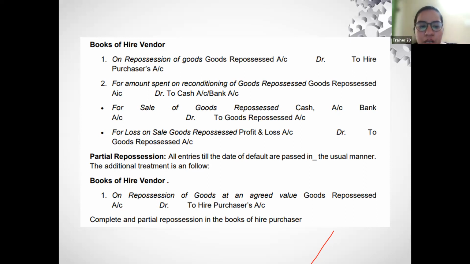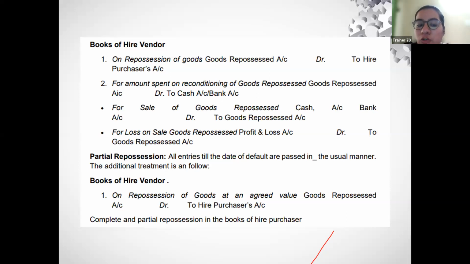or bank. And if you have incurred any loss on that, say you have goods worth rupees 30,000 and you have sold them only for 20,000, so you have incurred a loss of 10,000. Under that scenario, the journal entry will be profit and loss account debit to goods repossessed. Every time you incur a loss, you have to debit the profit and loss account. And when you incur a profit, you have to credit the profit and loss account.